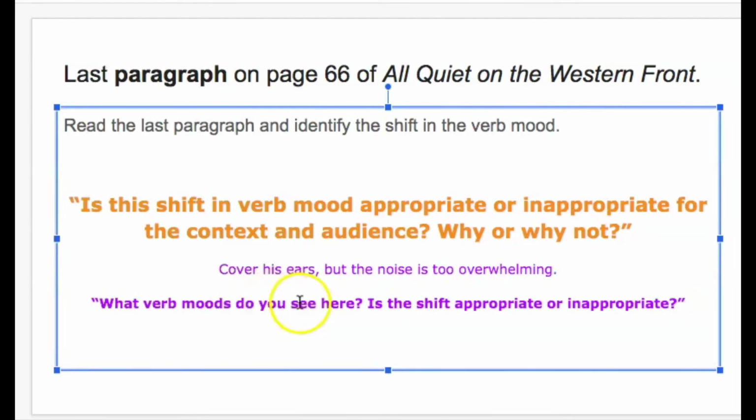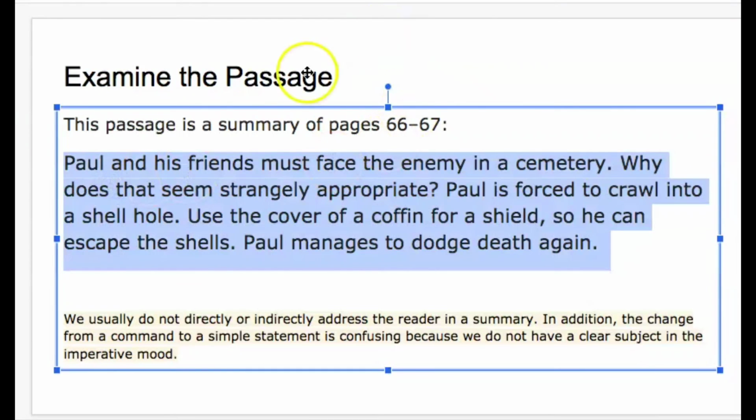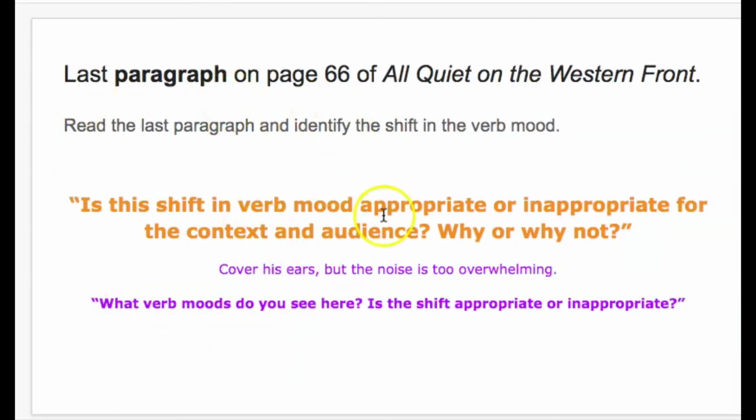What verb moods do you see here? Is the shift appropriate or inappropriate? This is the passage. Examine the passage, see if you can find the verb moods, and answer the questions that arise here. All right, that's going to be it for today.